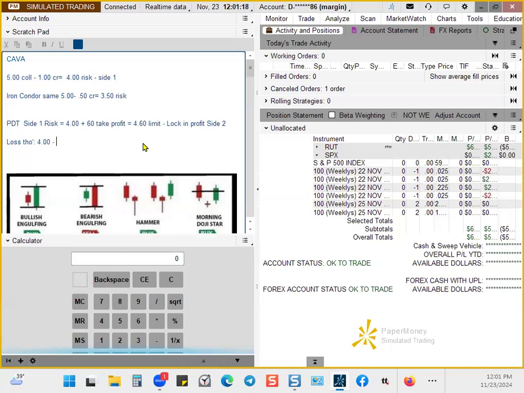How much did I receive on the first one? I received $1 credit. All right, what was my risk on the first one? $4. If the credit I receive on this side is, let's say, $3.95.